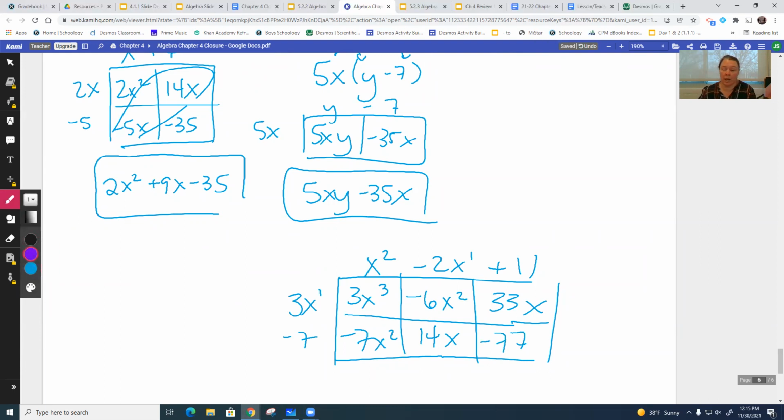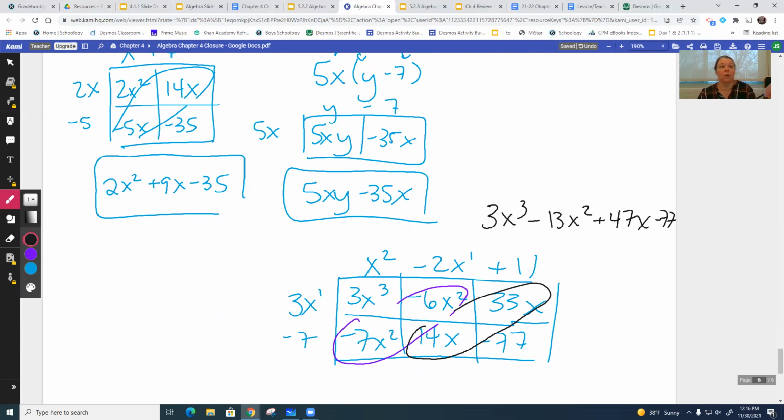I do notice that I have like terms here, and I also have like terms here. So when I go to write my final answer, I would say 3x cubed, a -7 and a -6 is a -13x squared. 14 and 33 would be what? 47x, and then minus 77 would be your final answer. Okay, so hopefully that was helpful.